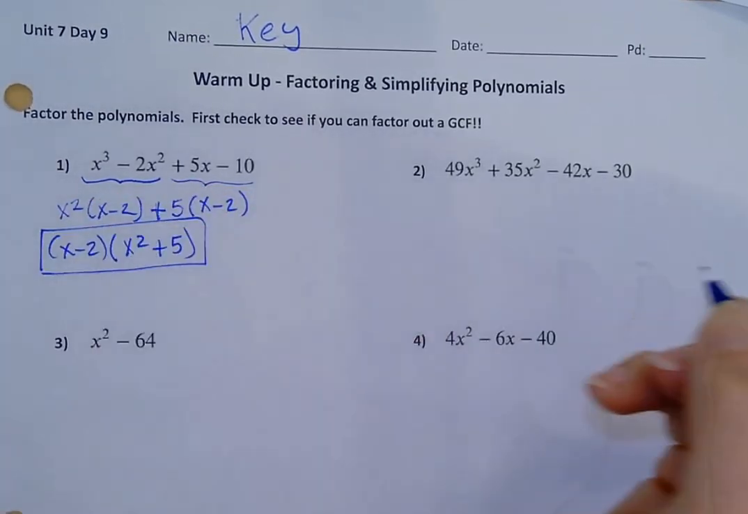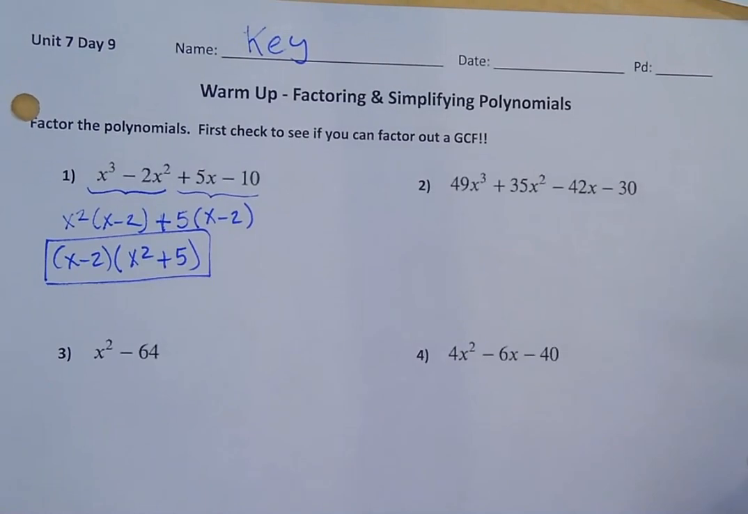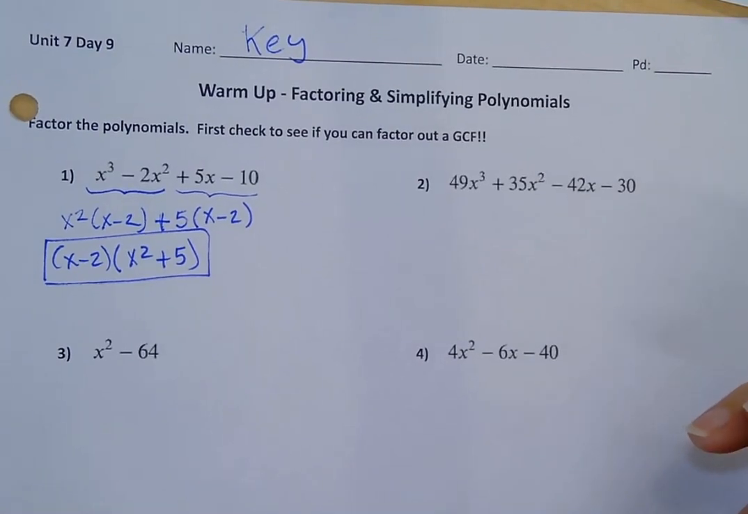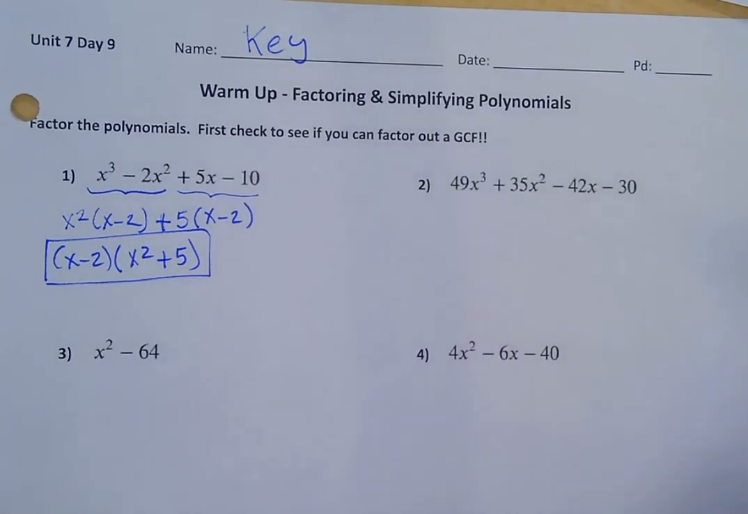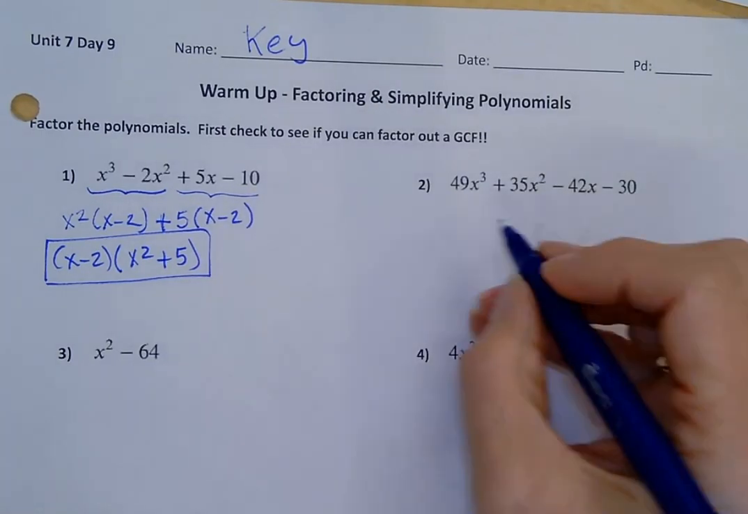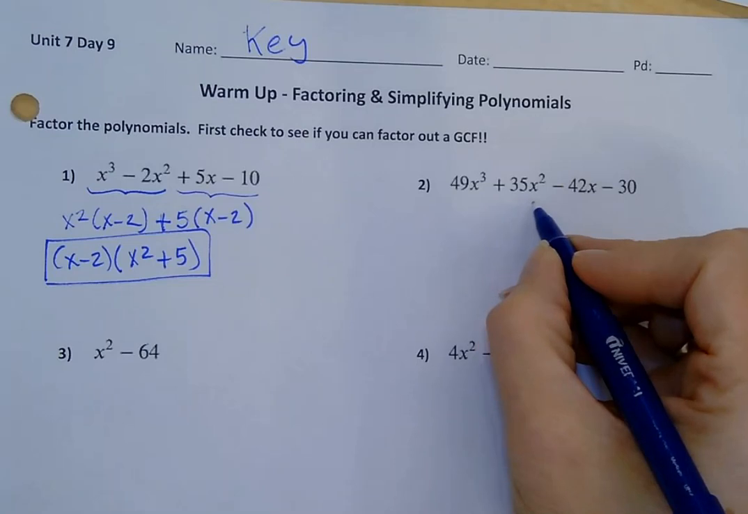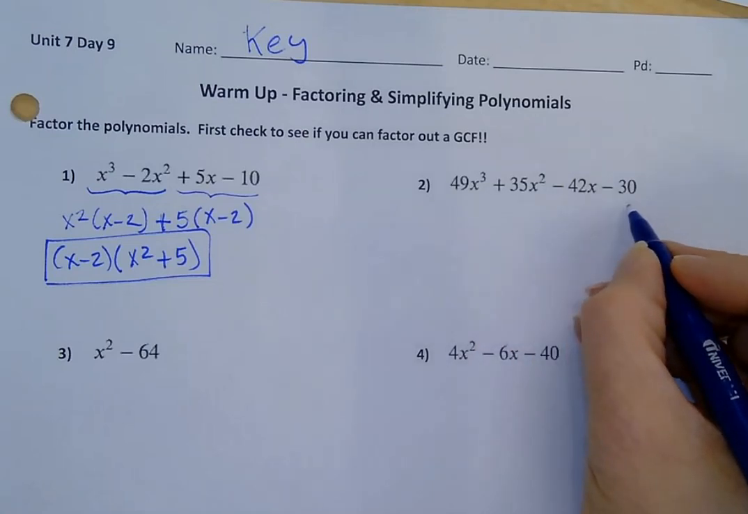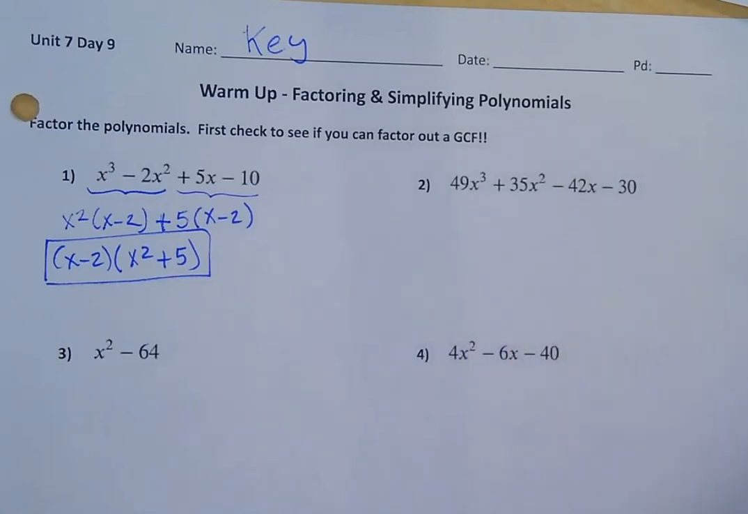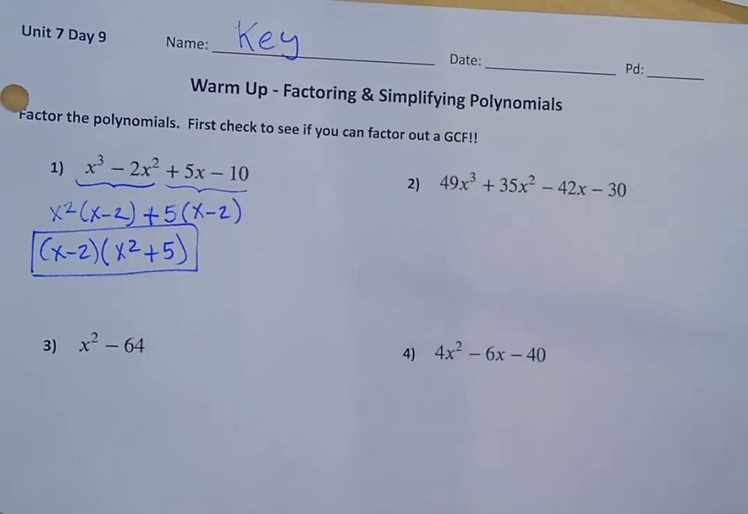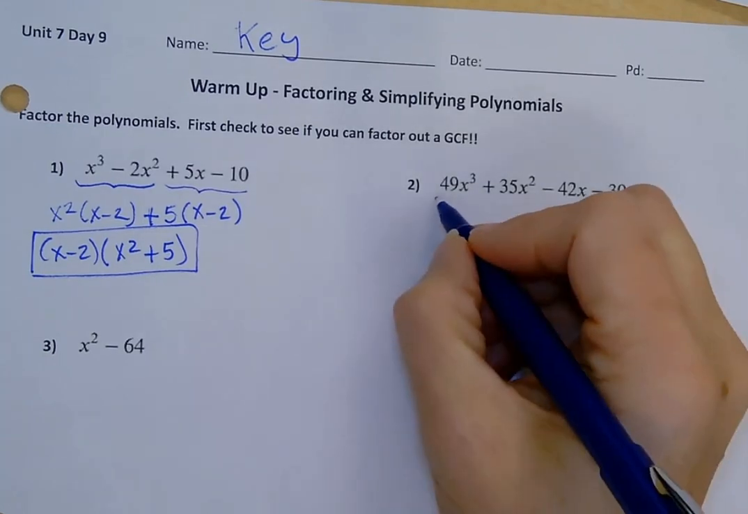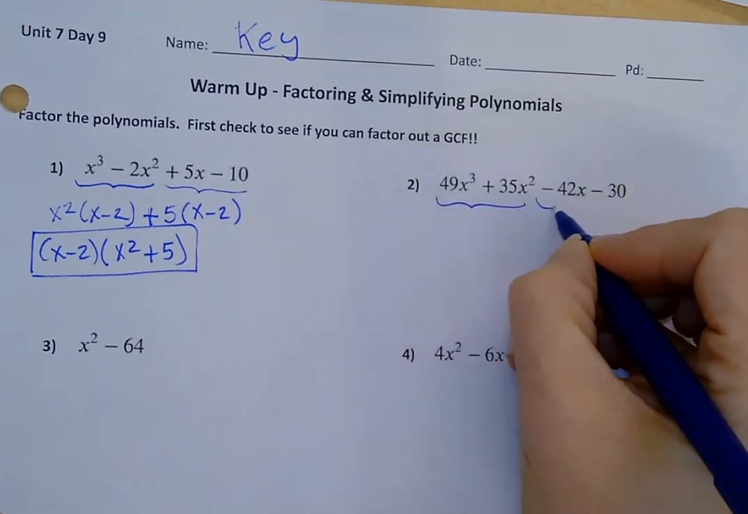You can always multiply that back out using FOIL or distributive property or the box method to make sure that you get your initial polynomial. Next, 49x cubed plus 35x squared minus 42x minus 30. It was almost going to be 7, but I can't pull 7 out of everything. I can't pull 6 out of everything, and I can't pull x. So we're just going to go straight to the grouping.